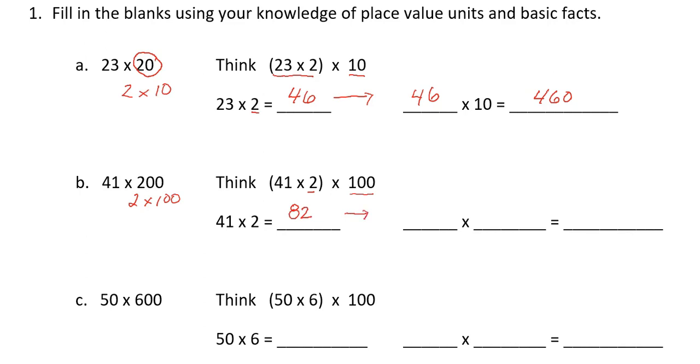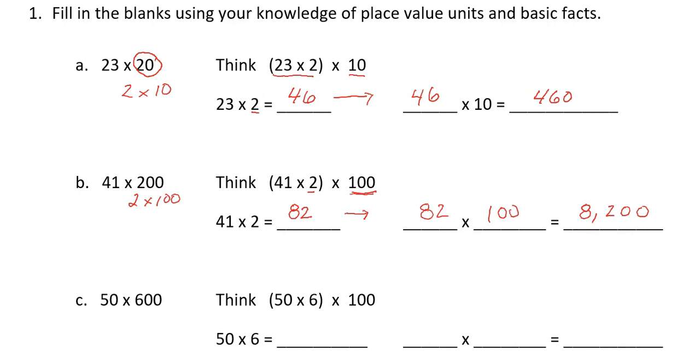I'm going to take 82, and I'm going to multiply that times 100. That's the second part of the problem. When we multiply times 100, our digits shift 2 places to the left. So that means that 82 times 100 is 8,200. And that tells me that 41 times 200 is 8,200.